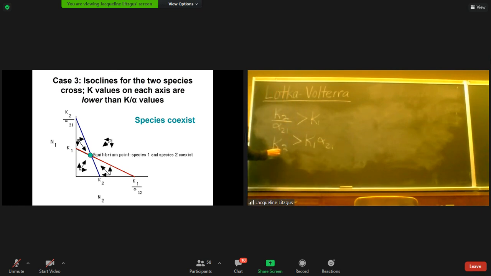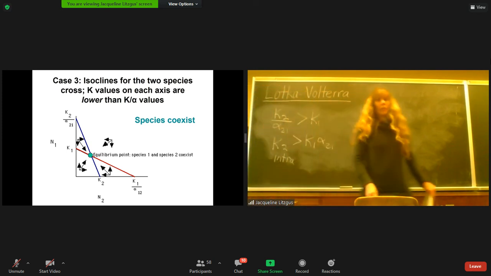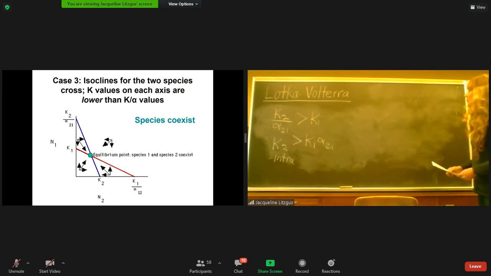So this says that the impacts of K2, of species 2 on itself, are greater than the impacts of species 1 on species 2. So species 2 is more regulated by intraspecific competition. The impacts of species 2 on itself, and species 2 is at carrying capacity, that's a bigger impact than the impact of species 1 on species 2. So species 2 is regulated by intraspecific competition. I'm wondering if you can guess where this is going to go on the other axis.